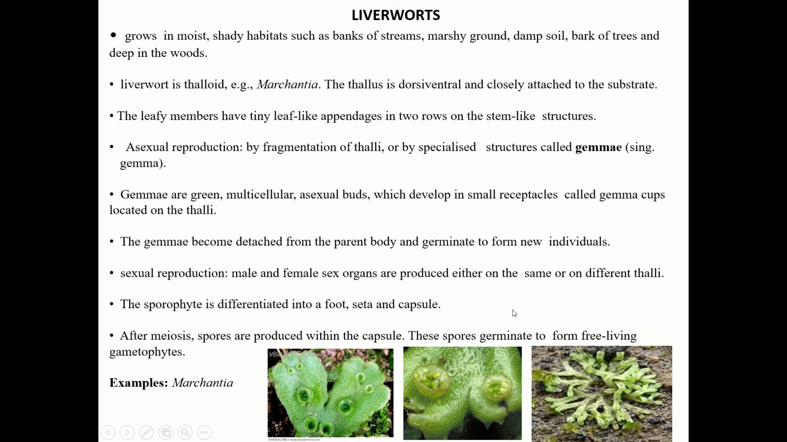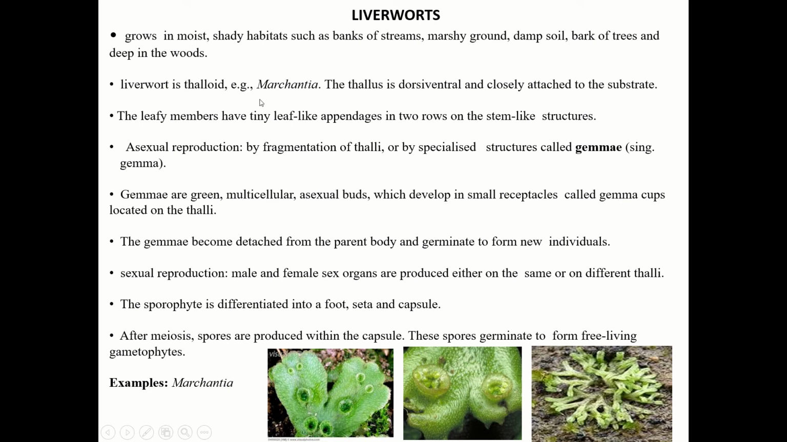Now these bryophytes are classified into two groups, that is liverworts and mosses. Now we'll study the characteristics of liverworts. Liverworts grow in moist, shady habitats such as banks of streams, marshy ground, damp soil, bark of trees, and deep in the woods. So they are found in these places.